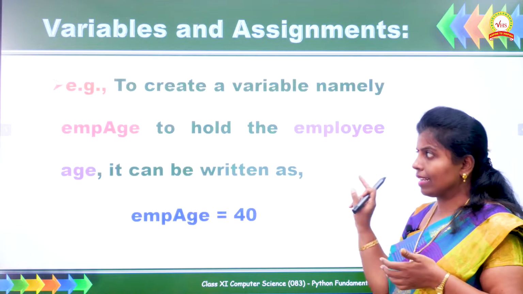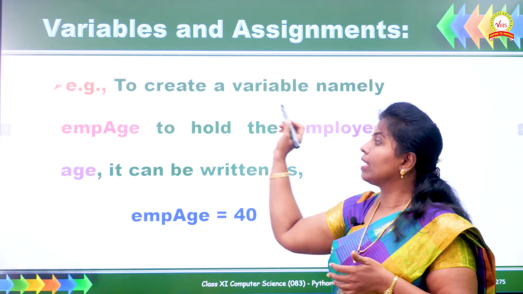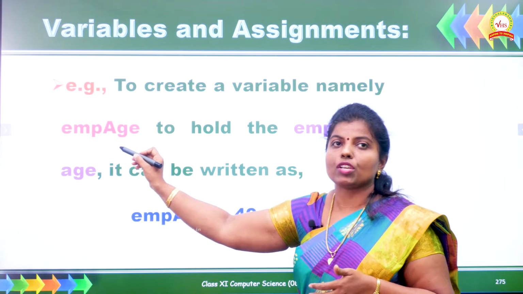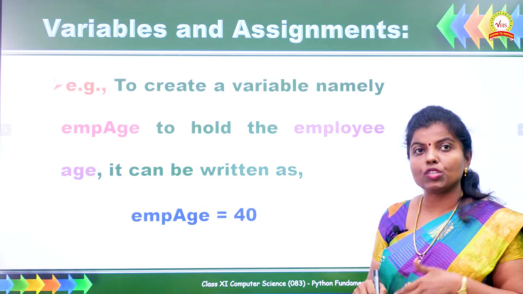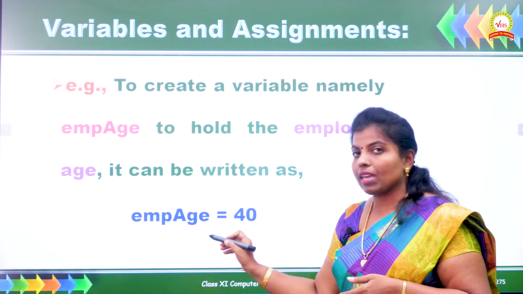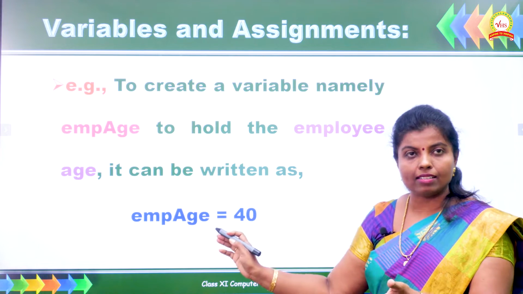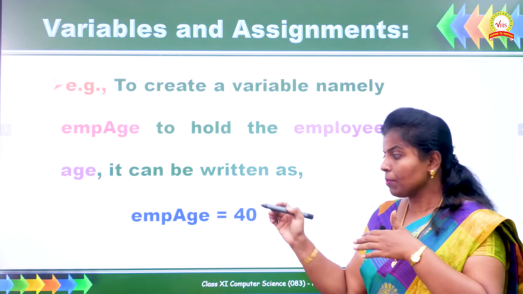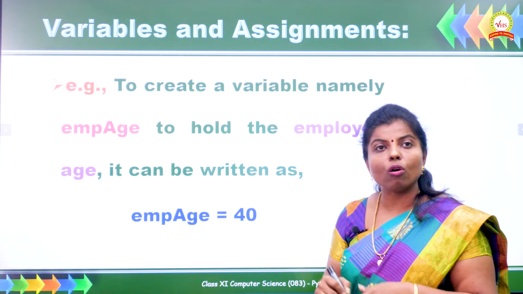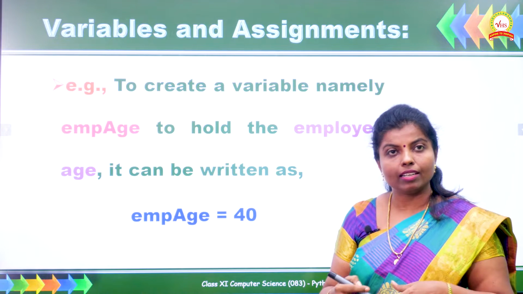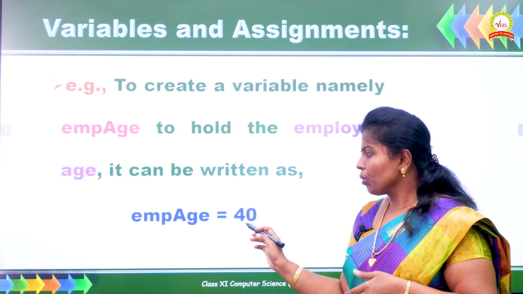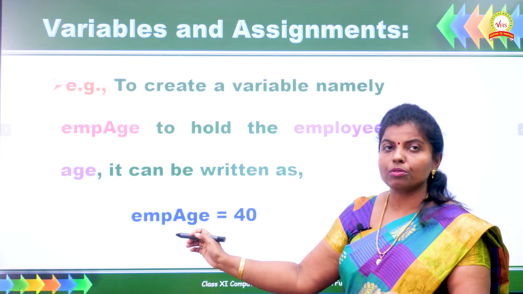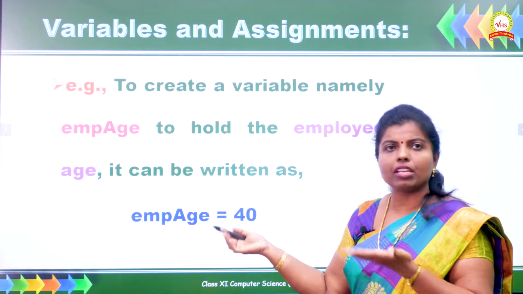Now let us see an example. If you want to create a variable named emph to hold the employee age, you can write emph equal to, and then any desired value. I have given 40. 40 is an integer data type, so this variable also becomes an integer data type variable. You can assign any desired value to the name of a variable. So the variable is created.